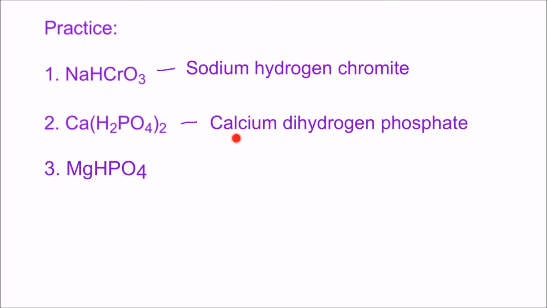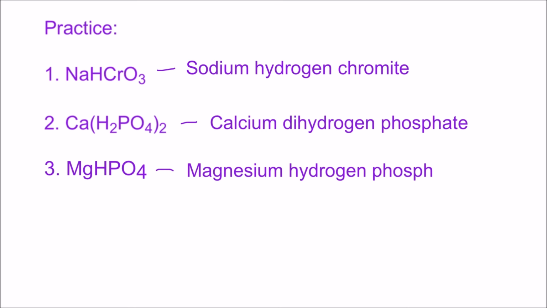So we have calcium dihydrogen phosphate. Alright, last one. We're going to start with the name of the metal, which is magnesium. Then we say hydrogen or dihydrogen. So in this case, we are back to hydrogen. And then we need the name of our polyatomic ion. So we say the stem for our nonmetal, which is phosphate.